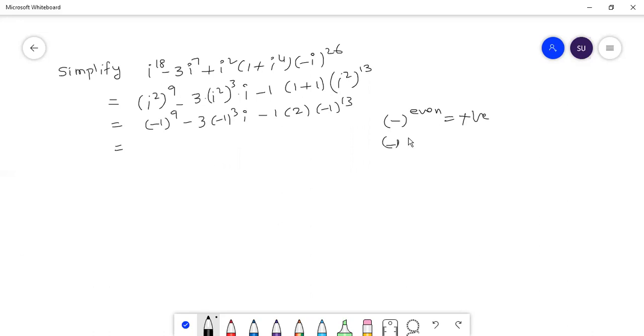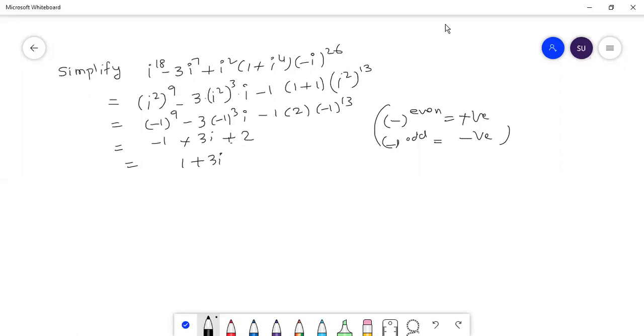Negative power odd is equal to negative, right? So minus 1 power 9 is minus 1. This is minus 3 into minus 1 whole cube, which is minus, so plus 3i. Here minus into minus again plus 2, which is equal to 2 minus 1 is 1. 1 plus 3i. So this is the way to simplify.